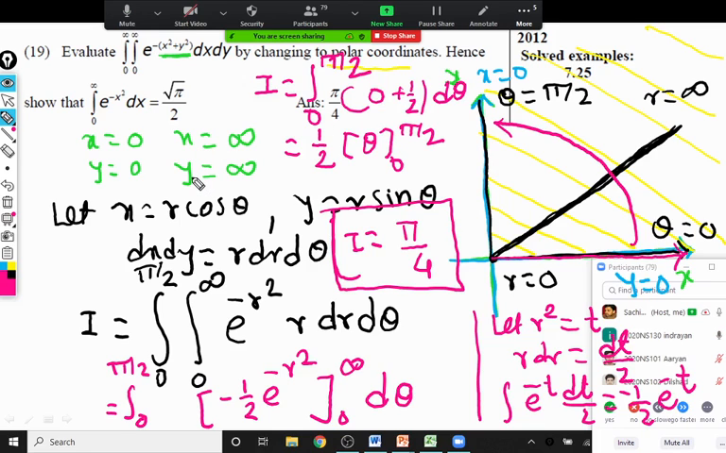Sir, in the substitution where you did r square is equal to t, there was dt divided by 2 as well, right? Yes, here written 2 upon 2. So that is integration of e to the power minus t. Integration of e raised to minus t is minus e raised to minus t. So that is minus. Yes sir, got it.